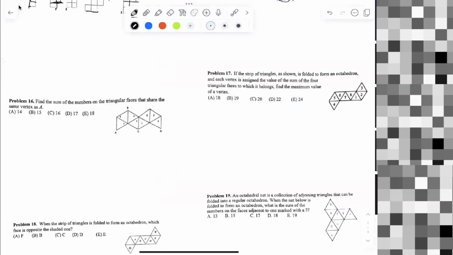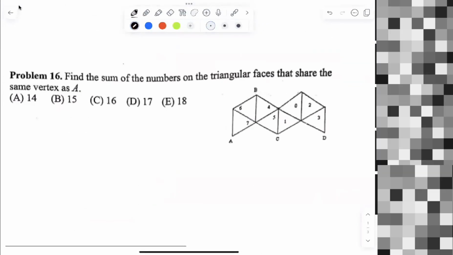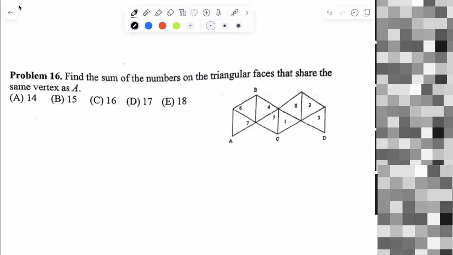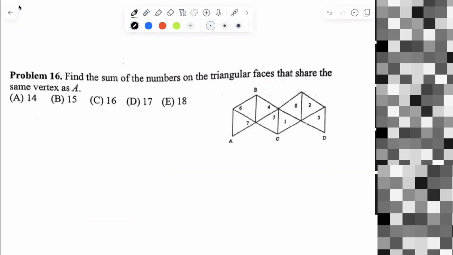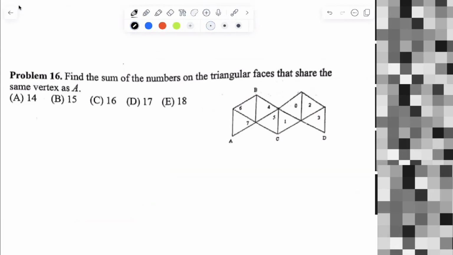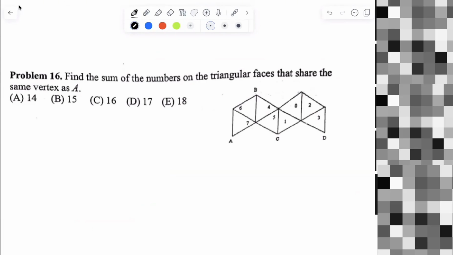All right. Now let's move on to 16. Find the sum of the numbers of triangle faces that share the same vertex as A. I'll let you try this question and send a message to private chat, please.